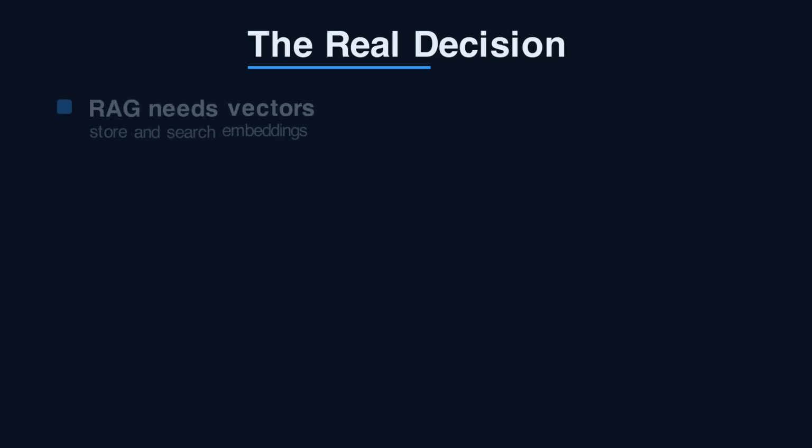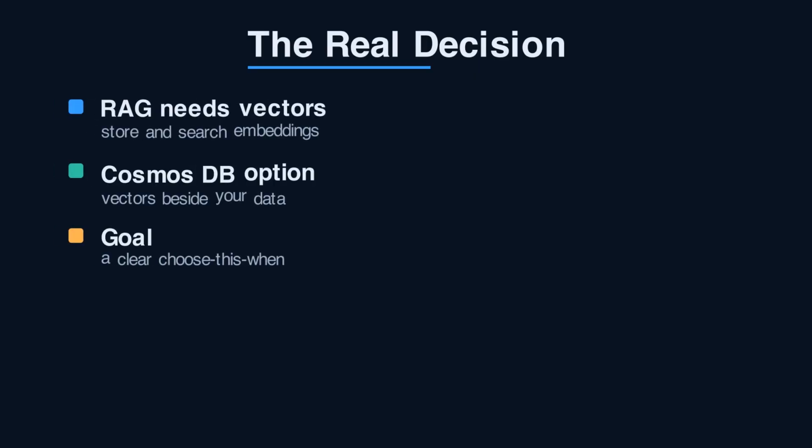You're building retrieval augmented generation, and you need a place to store embeddings and run similarity search. The default reflex is to reach for a dedicated vector database or Azure AI Search. But if your operational data already lives in Azure Cosmos DB for NoSQL, you can add vector search right next to it. In this video, I'll walk through how native vector search in Cosmos DB works with Azure OpenAI embeddings, the index trade-offs that actually matter, and a clear framework for when to choose it over a dedicated store.